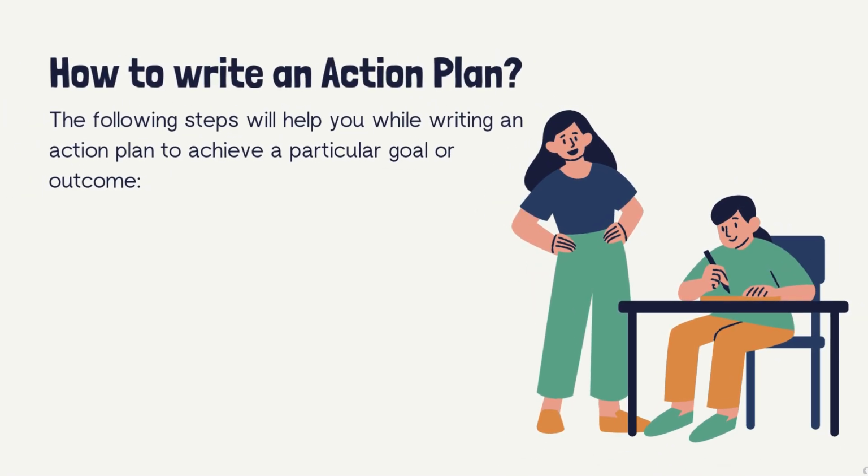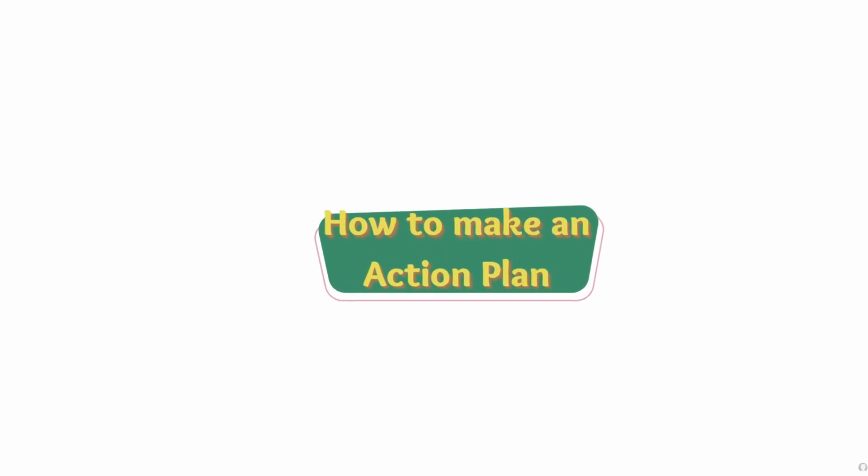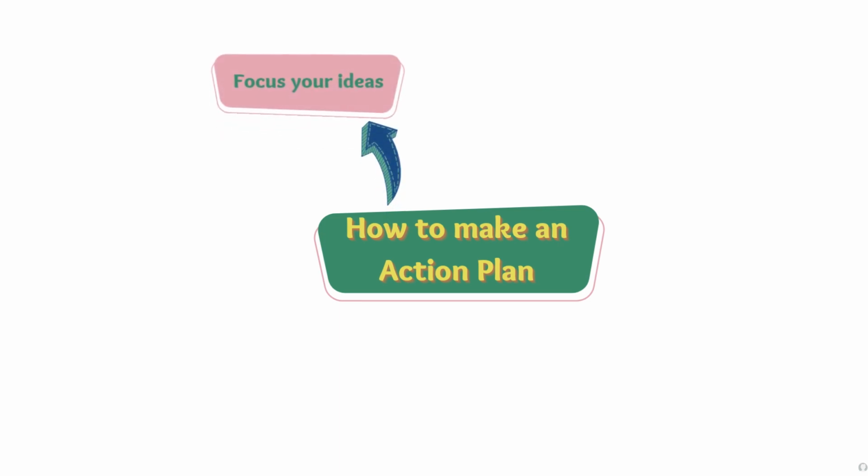Now, let's see how to write an action plan. The following steps will help you while writing an action plan to achieve a particular goal or outcome. 1. Focus your ideas. Decide what steps you need to take in order to achieve your goals. 2. Keep a to do list. It is a mini action plan which will help you organize your life effectively. Update it every day and set up a reminder system.